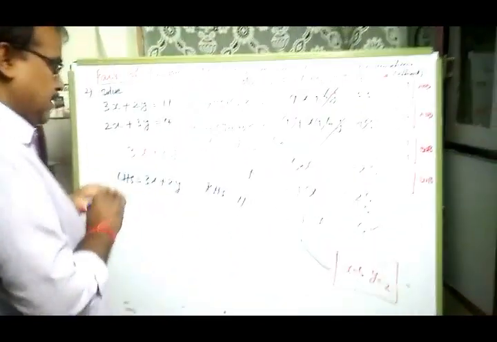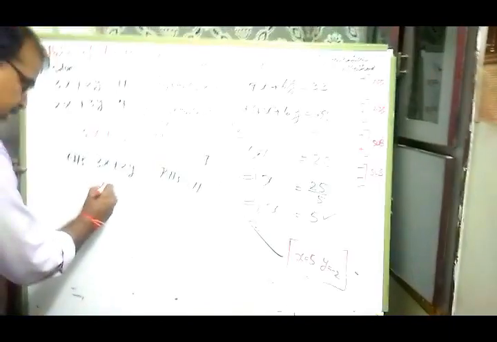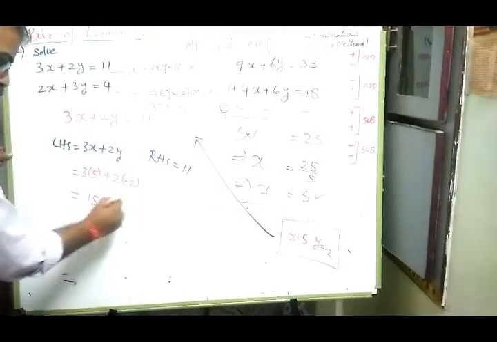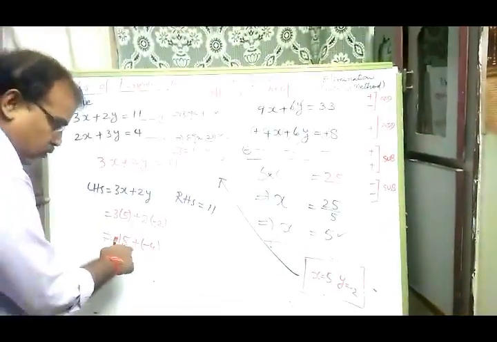Substitute the x and y values in LHS. That is 3 into x, which is 5, plus 2 into y, y value minus 2. That is equal to 3 fives are 15 plus 2 into minus 2, which is minus 4. Yes, negative, so plus into minus is minus. 15 minus 4 is equal to 11.